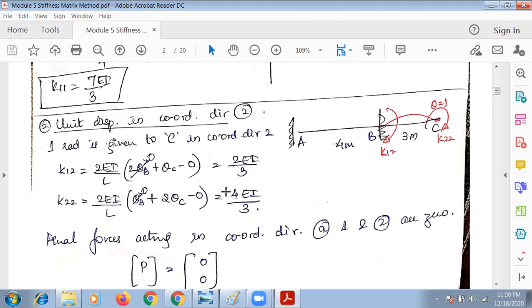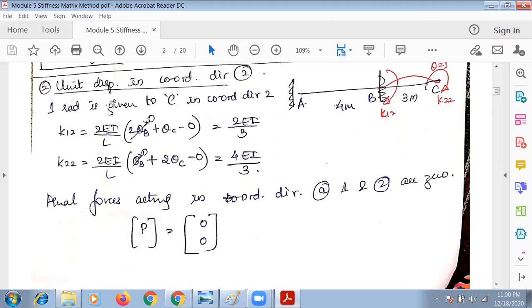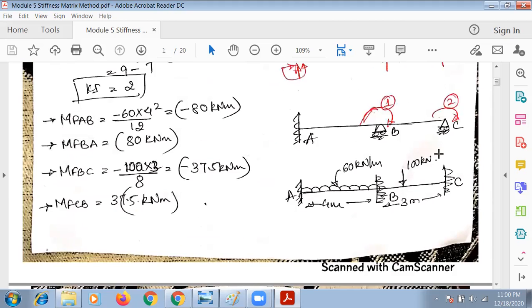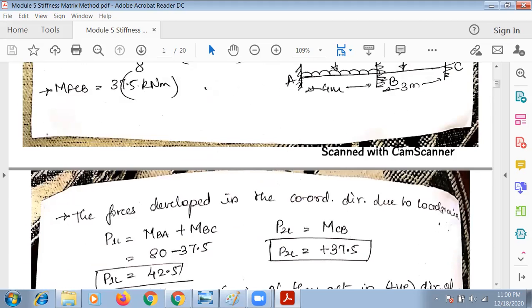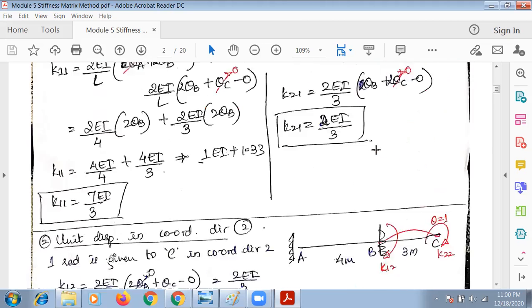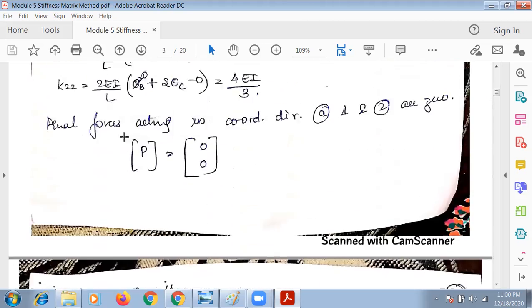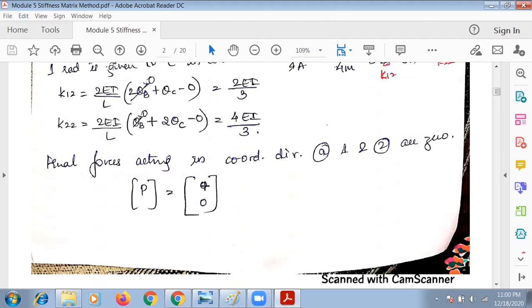I have kept it in fractions, but you can always keep it in decimals. It's better to keep it in decimals. Next, the final forces acting in coordinate directions 1 and 2 are 0. The meaning of this is, in the given problem, all the forces are linear forces. There are no moments acting. In case there were additional moments here, you would have considered that. In this case, it is a simple problem, so we're not going to consider any moments. So P is equal to 0, since in coordinate directions 1 and 2 there are no external moments acting.